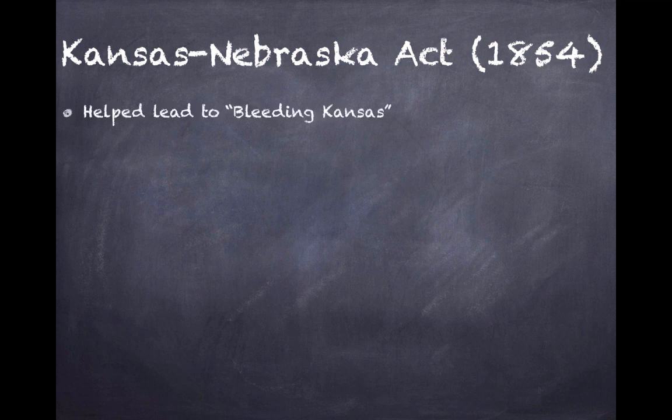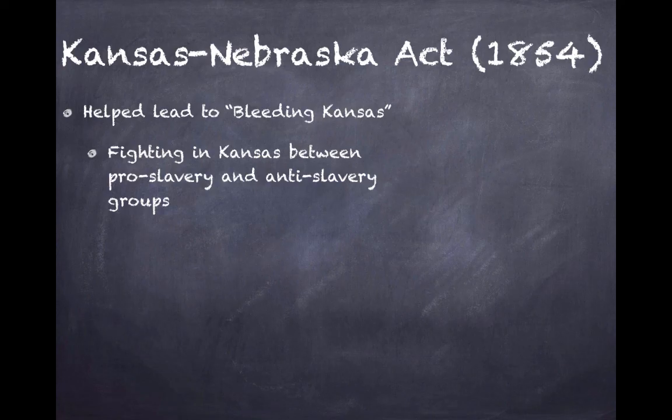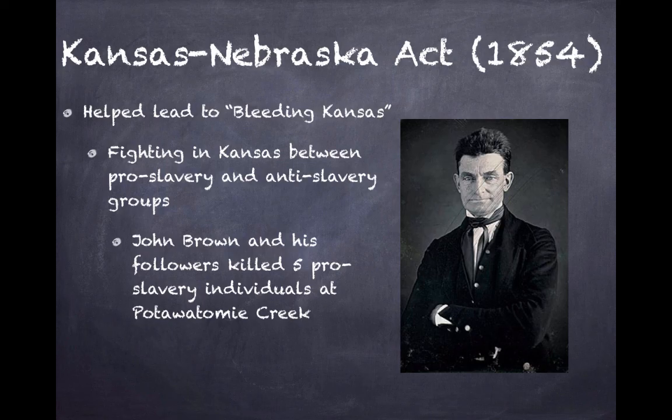All right, so continuing with the Kansas-Nebraska Act, this is going to lead to what was known as Bleeding Kansas. So underline, circle, star this phrase, Bleeding Kansas, which was fighting in Kansas between pro-slavery and anti-slavery groups. So you had abolitionists, and then you also had supporters of slavery moving into Kansas in order to try to impact the outcome of what the state was going to be. This leads to a guy by the name of John Brown and his followers moving to this area.